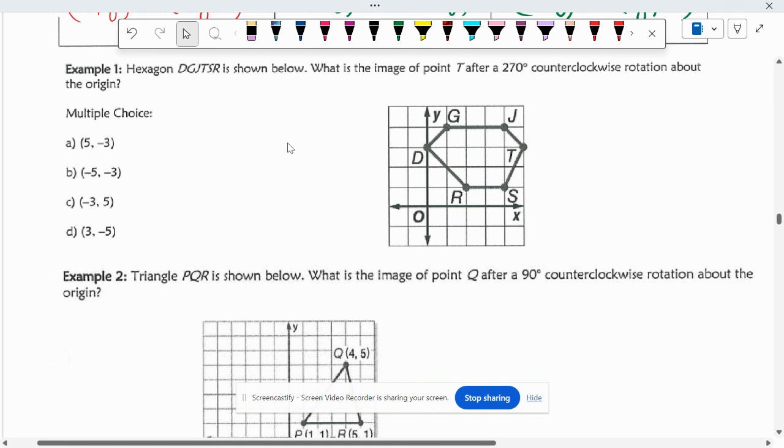So 270 degrees. What are you doing on your computer? Nothing. Just close it. Are you taking notes?